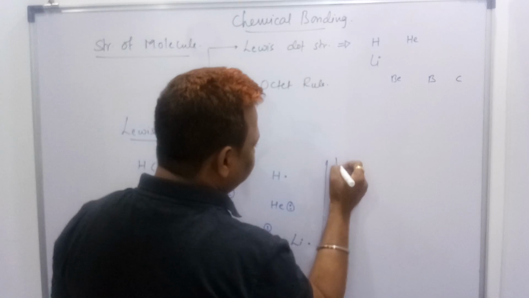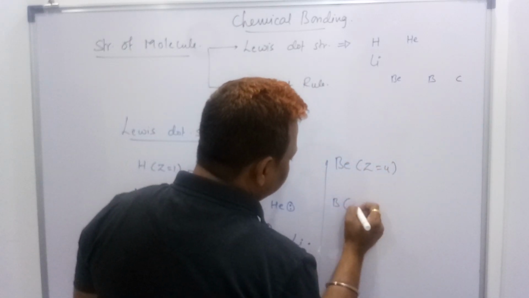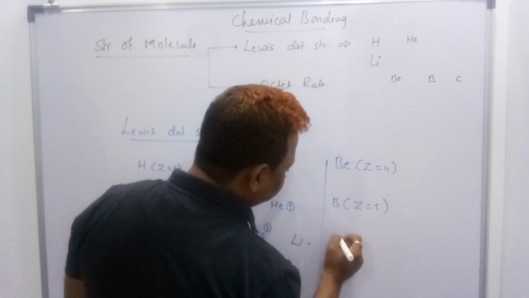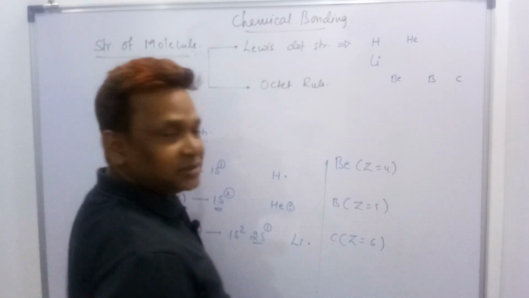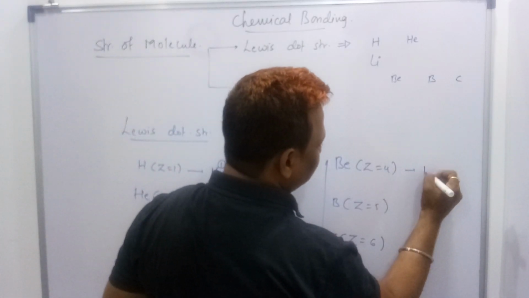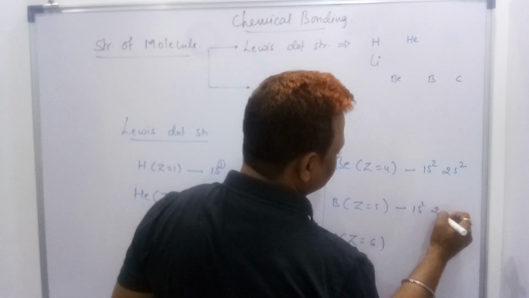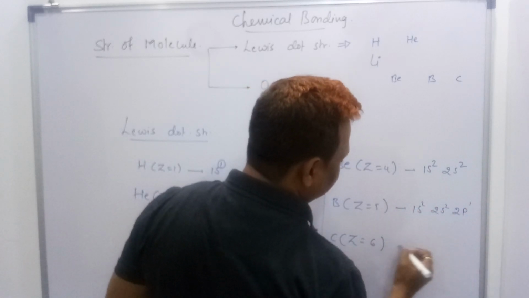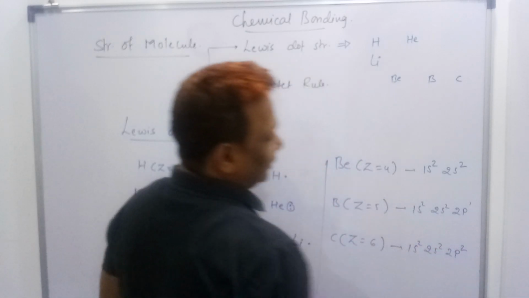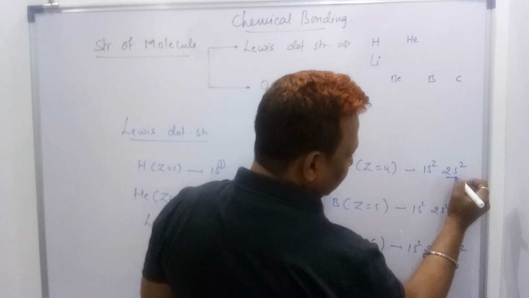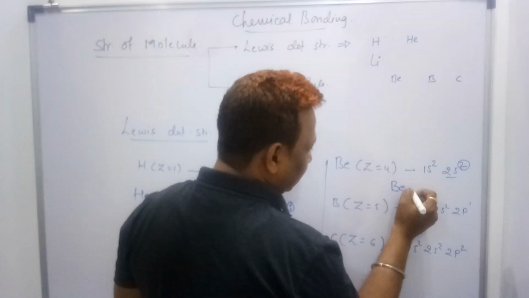Then go with beryllium, Z is equal to 4, then boron, Z is equal to 5, then carbon, Z is equal to 6. For beryllium, Z is equal to 4, and the configuration is 1s2, 2s2. Boron is 1s2, 2s2, 2p1. Carbon is 1s2, 2s2, 2p2. In beryllium, the valence shell is 2s and the number of electrons in the valence shell is 2, so beryllium has 2 electrons and can be written as 2 dots.